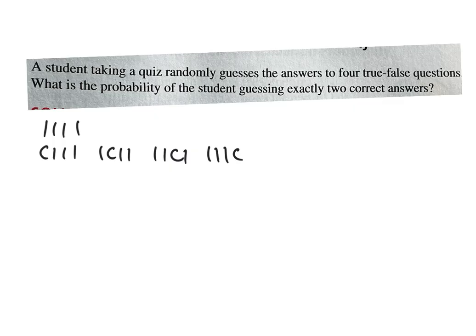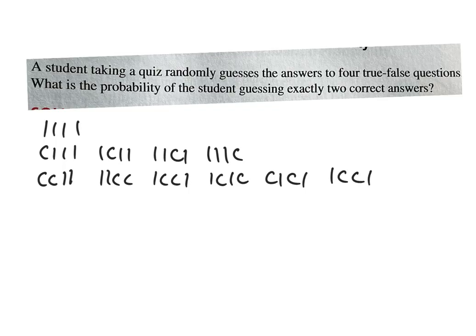And to get 2 answers right, he would have to go got it, got it, miss, miss; got it, miss, got it, miss; got it, miss, miss, got it; miss, got it, got it, miss; miss, got it, miss, got it; and miss, miss, got it, got it. I should have done a strategy here. 1, 2, 3, 4, 5. I'm missing 1. Oh, miss, got it, miss. That was kind of hard to come up with.